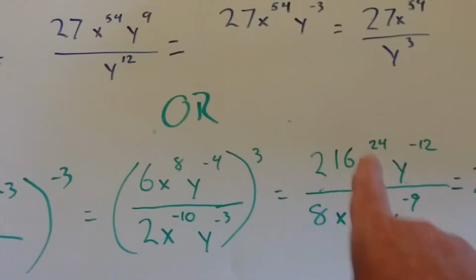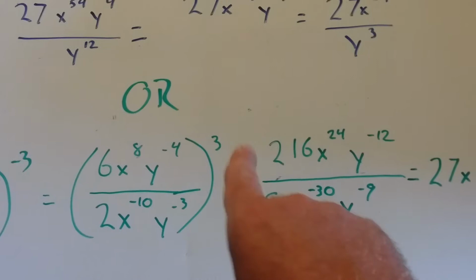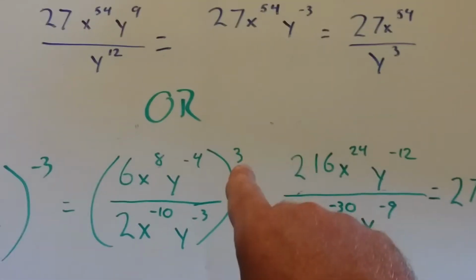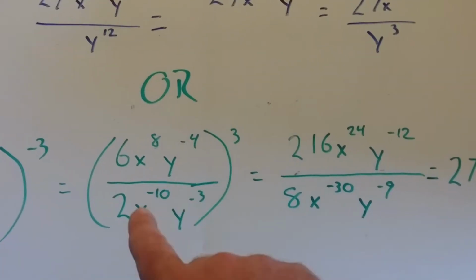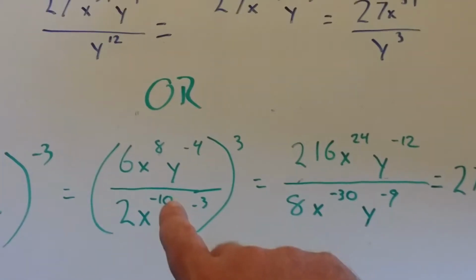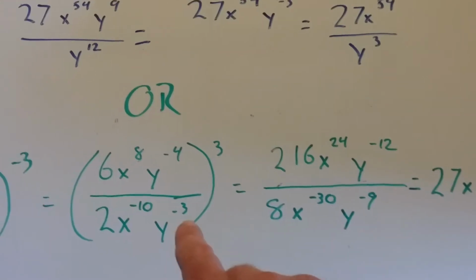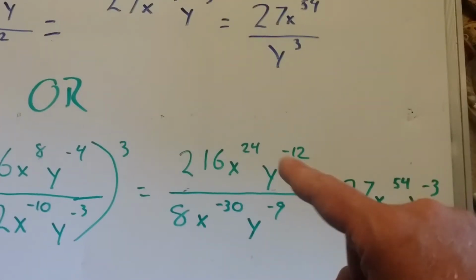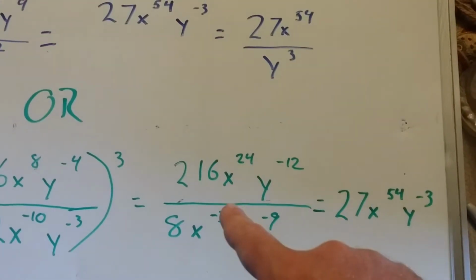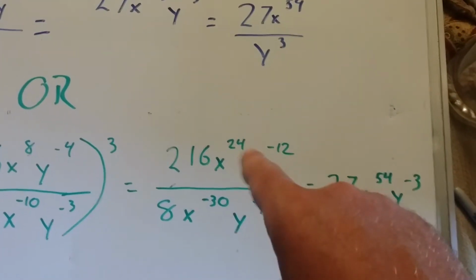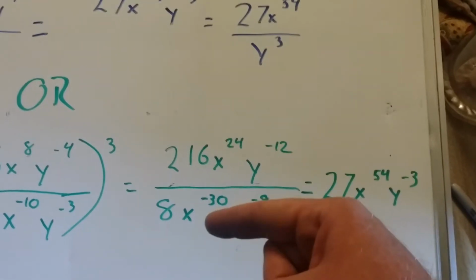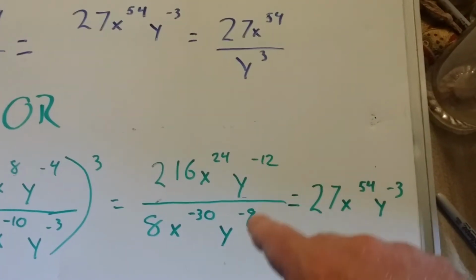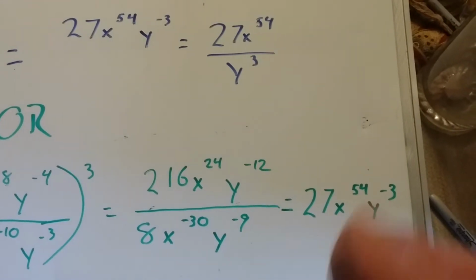So 6 to the third, 216. x to the 8th to the third, 24. y to the negative 4th to the negative third, negative 4 times 3 is going to be negative 12. 2 to the third, 8. x to the negative 10 to the third, negative 30. y to the negative third to the third, negative 9. Okay? So we've got this pretty simple. Now we're going to subtract. 24 minus negative 30 really means 24 plus 30, because it's a double negative. And y to the negative 12 minus 9 is going to be negative 3.